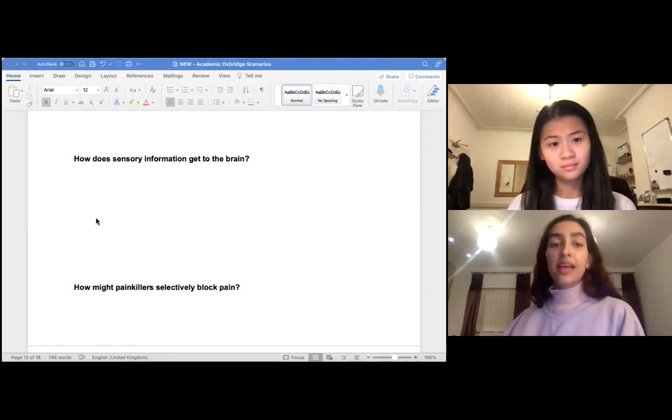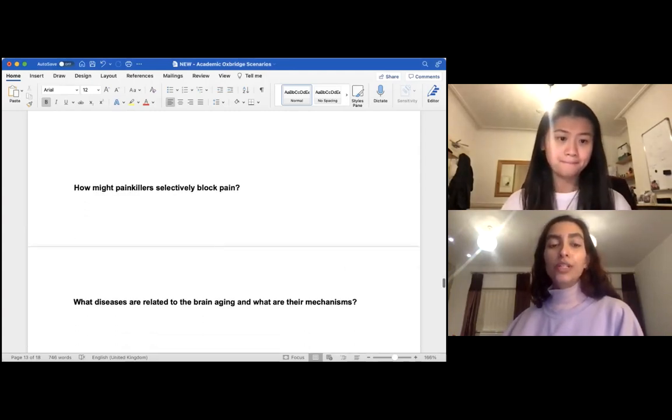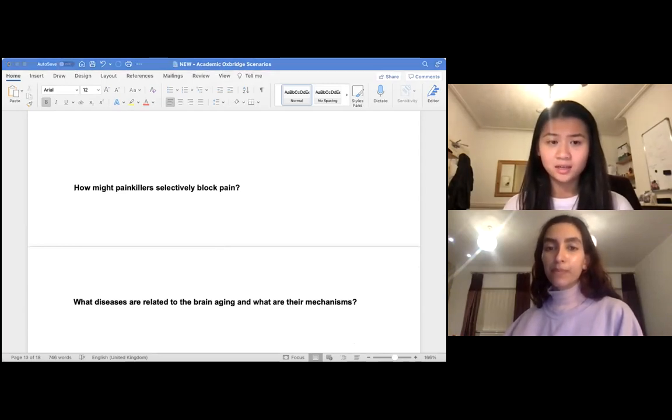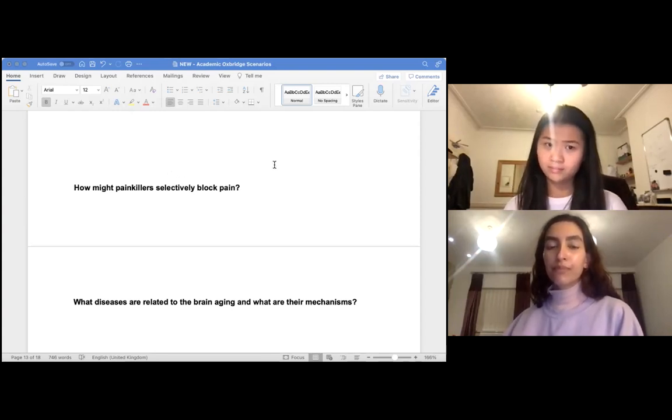And this again is the final question of this scenario. What diseases are related to brain aging and what are their mechanisms? I think that dementia is one of the brain diseases that you can have. I know that people who have dementia tend to not remember things and they're not usually able to take care of themselves. So that's one of them.